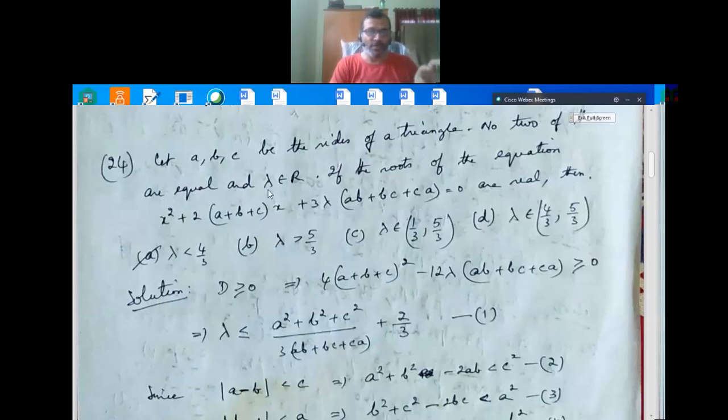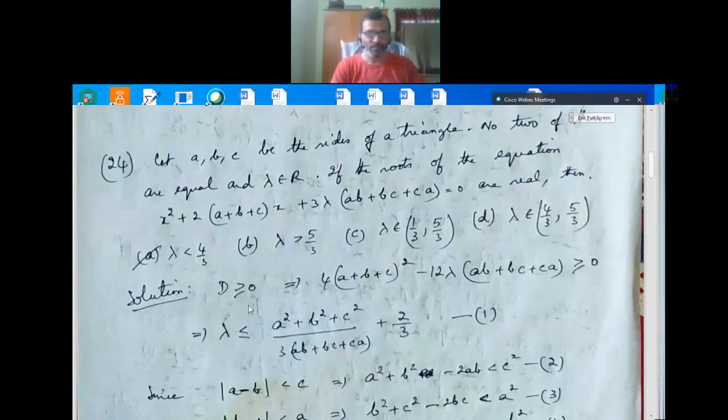If the roots of the equation x² + 2(a + b + c)x + 3λ(ab + bc + ca) = 0 are real, then lambda less than 4/3, lambda greater than 5/3, lambda belongs to (1/3, 5/3), and lambda belongs to (4/3, 5/3).